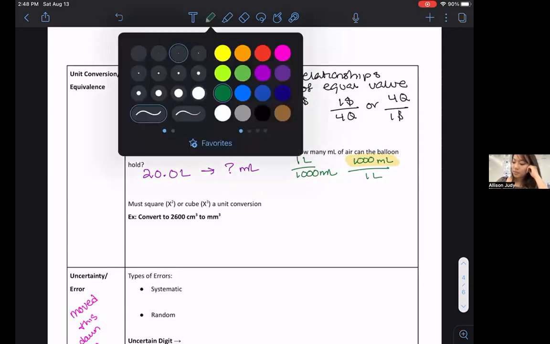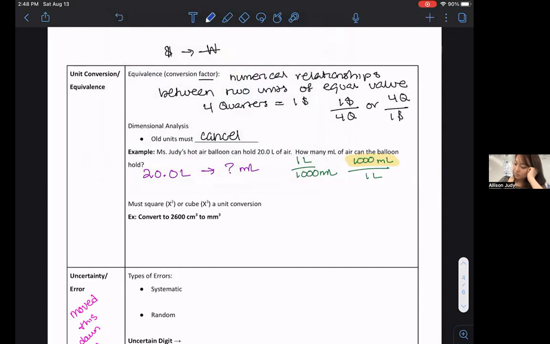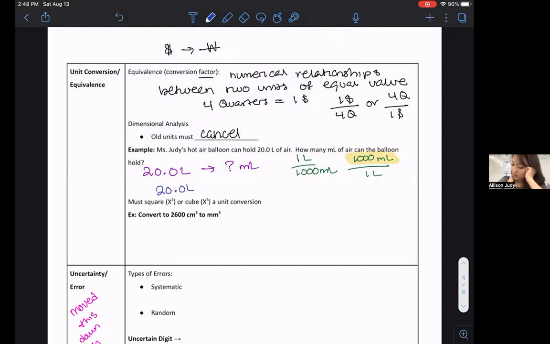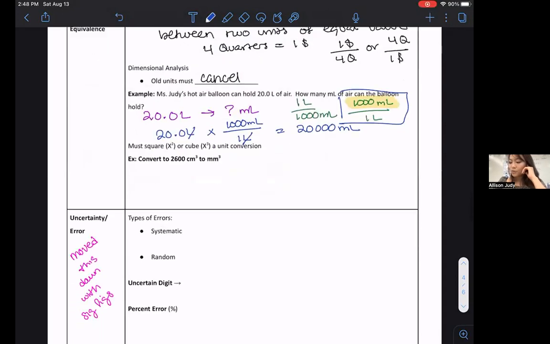So that would then make my mathematical process be 20.0 liters times, I'm going to choose this one, 1,000 milliliters over 1 liter. My liters cancel out and I get a value of 20,000 milliliters of air. All right, so that's a really simplified version. I'm going to trust that as you work through workbook problems, you will be able to become a master in this.